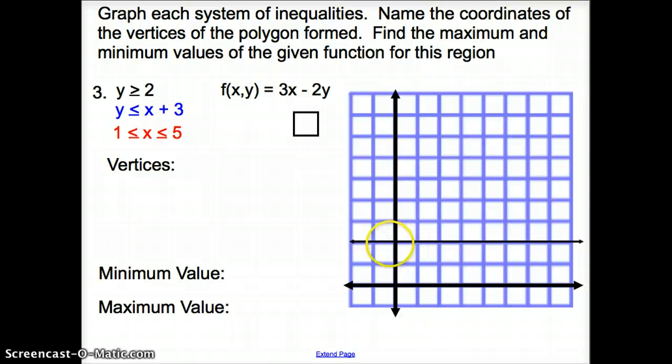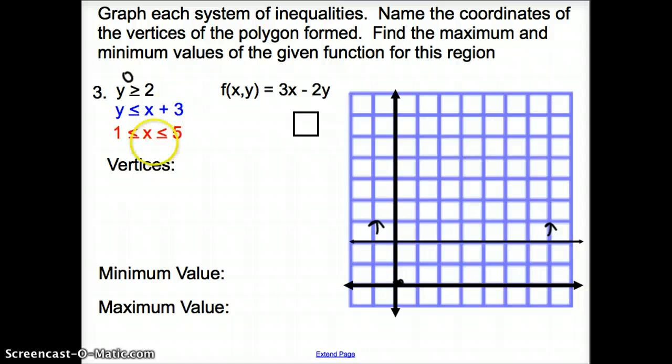We need a horizontal line right through 2, which is already there for us. And now we are going to shade that line. Remember, I like to pick 0, 0. You can pick any other point you want, but I like 0, 0. So I'm going to put 0 in for y. Is 0 greater than 2? No, it is not, so I'm going to shade away from the point I picked.